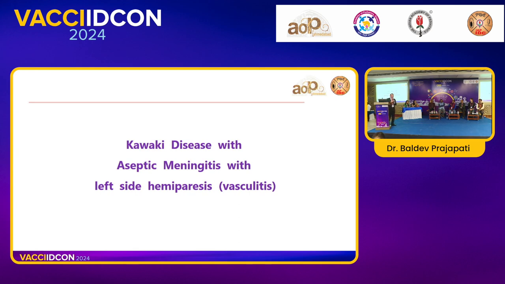The point which we are learning from our experts is that typical Kawasaki we are probably not missing now. Almost we are fully sensitized, sometimes on the contrary over-diagnosed. But yes, atypical or unusual presentations we should keep in mind. That was the point of bringing this case for discussion. Absolutely, sir. Your case is included in the 1-3% of Kawasaki cases which have neurological problems. Yes, absolutely. That was the point.